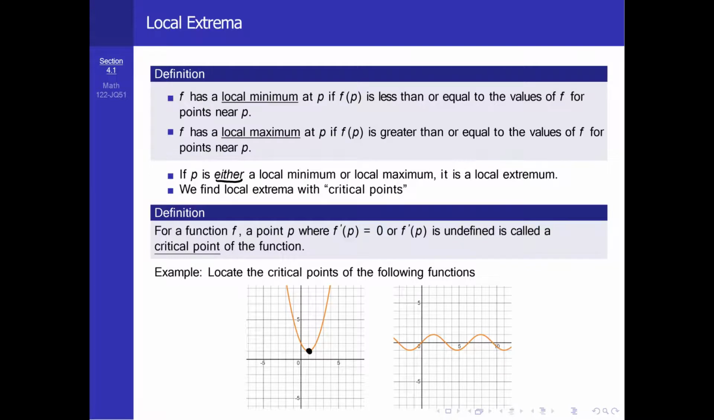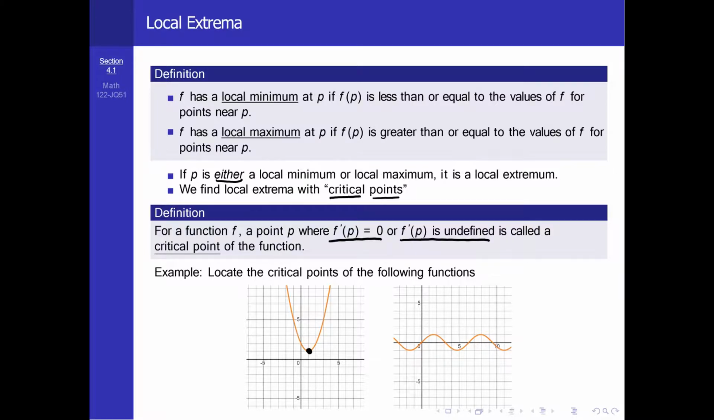And the trick to finding these local extremum or extrema is by finding critical points. So that's the game that we play. And a critical point, so here's a definition for you. A critical point is just a point P where the derivative is equal to 0 or the derivative is undefined. So if either of these things happen, then we say that our point is a critical point.